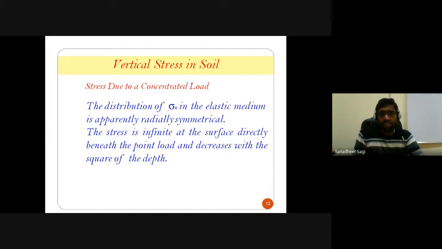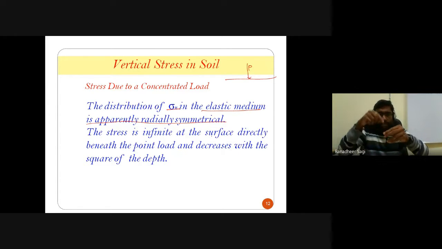Now the distribution of that sigma z. What does this sigma indicate? Sigma indicates the normal stress, and z indicates the vertical direction. So the variation of the vertical stress in the z direction within the elastic medium is said to be radially symmetric. If you are looking at your ground, and this is your point load, generally this point load is also called axisymmetric loading. Why is it called axisymmetric loading? From that point of application of the load, if I look in this direction, or in this direction, or in this direction, as we said, the soil is homogeneous and isotropic.